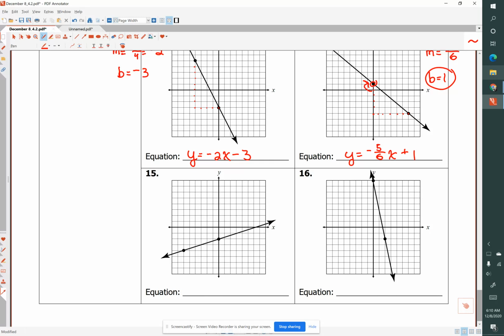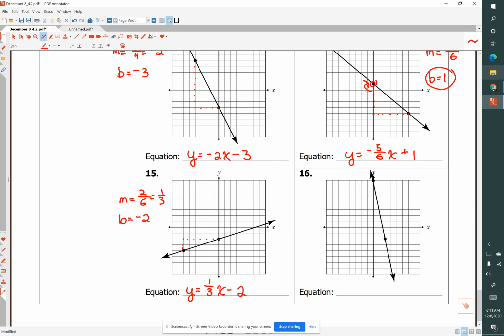Okay, last two problems. So let's look at our slope. It's positive. We have a gentle slope, but it is in the positive direction. We have a rise of 1, 2 over a run of 1, 2, 3, 4, 5, 6, and we can reduce that to 1/3. And the y-intercept, the place where this graph crosses the y-axis, is negative 2. So our equation for this graph is y equals 1/3 x minus 2.